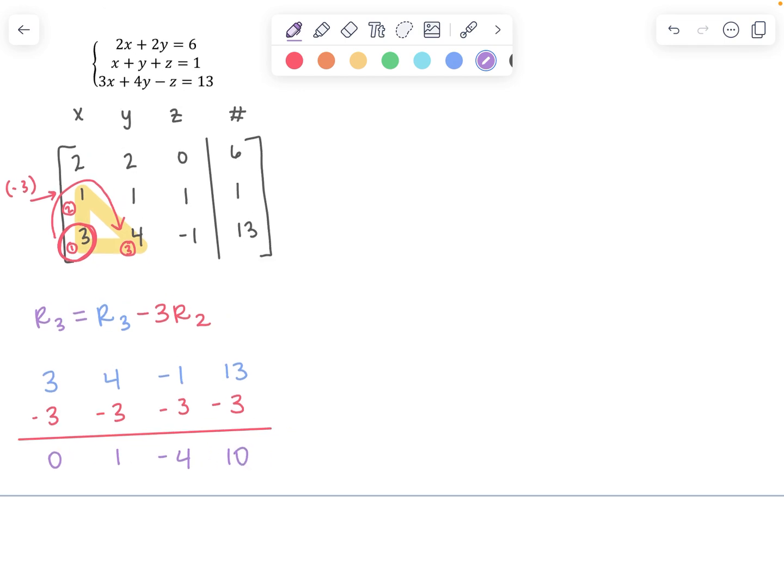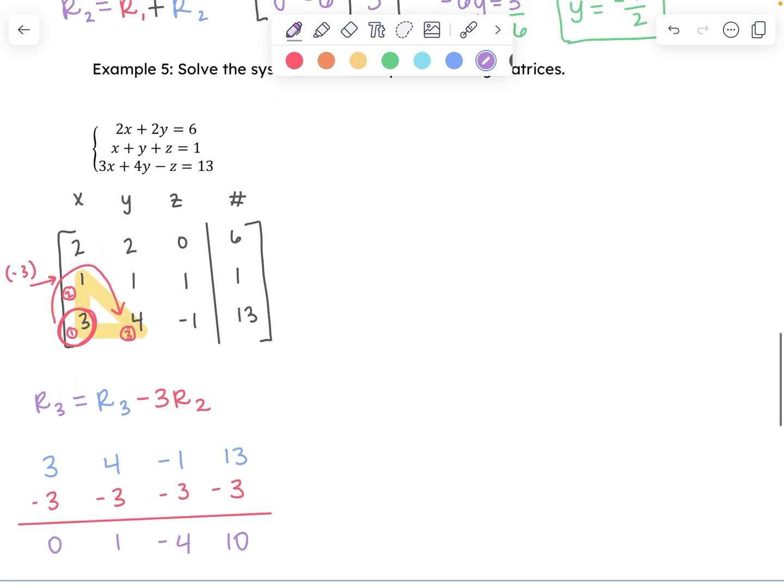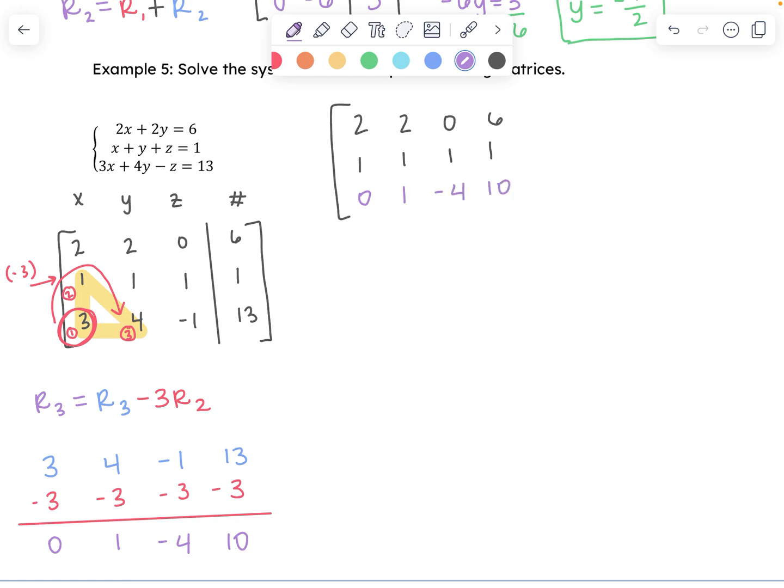So I'm going to rewrite my matrix. Go back up over here. I still have 2, 2, 0, 6, 1, 1, 1, 1. But now my last row is 0, 1, -4, 10.